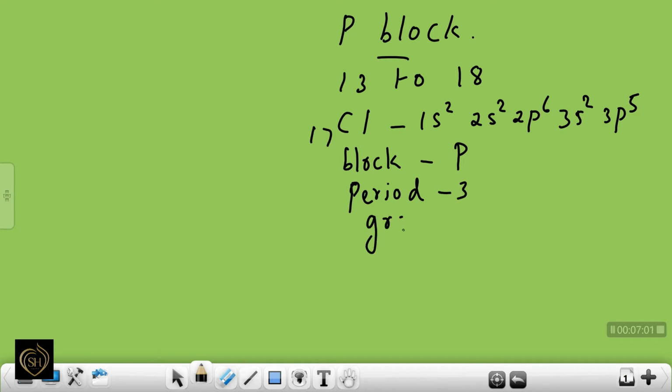Then group. There is a difference between S block and P block. Here the group is 12 plus the number of electrons in the last P subshell.